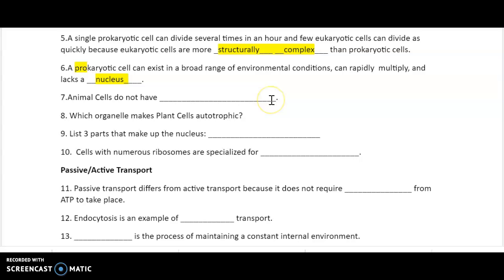Animal cells do not have... Well, let's think of some things animal cells do not have that plant cells do have. They do not have a cell wall. They do not have chloroplast. And they do not have a giant vacuole. There are a few small vacuoles in an animal cell, but they don't have the giant vacuole that the plant cell has. They do not have a cell wall, chloroplast, or a giant vacuole. Not is our key word here. They do not have.